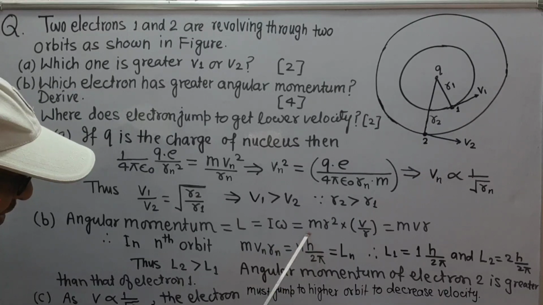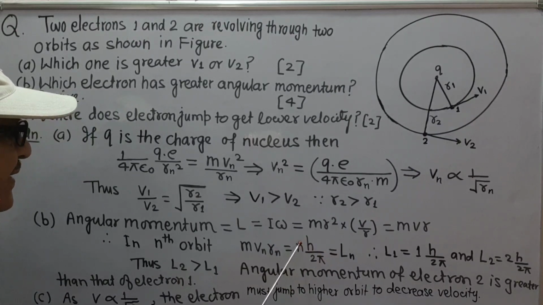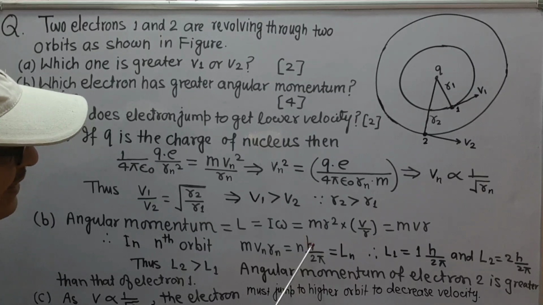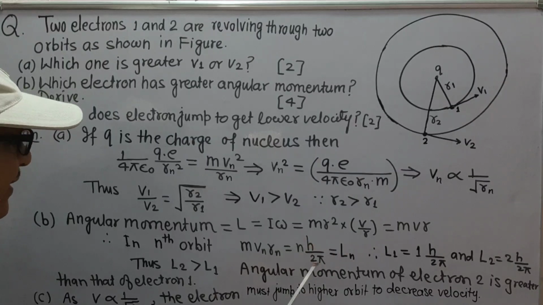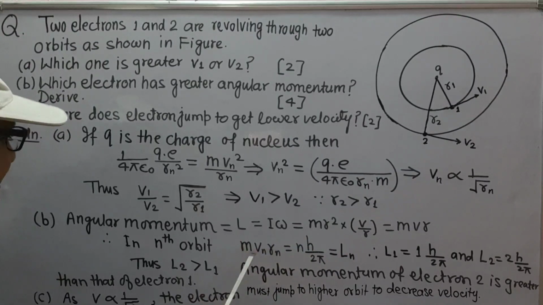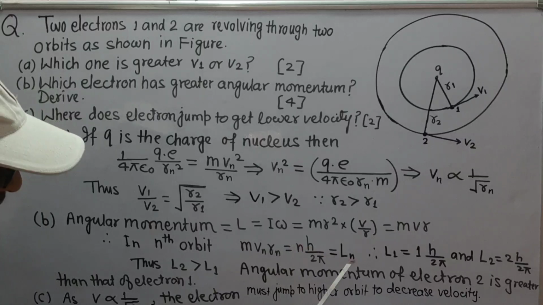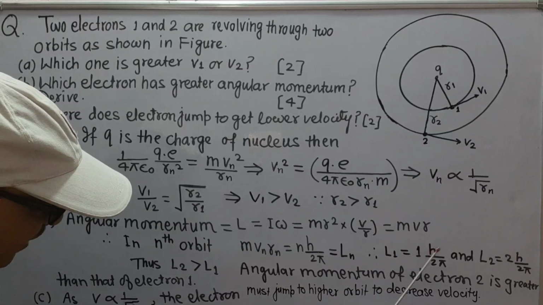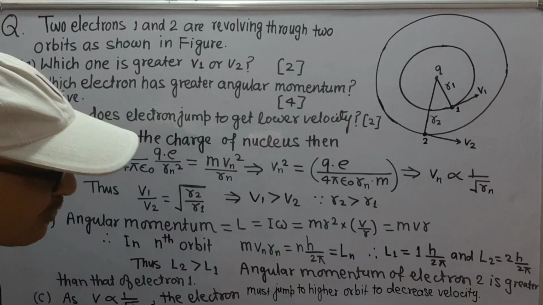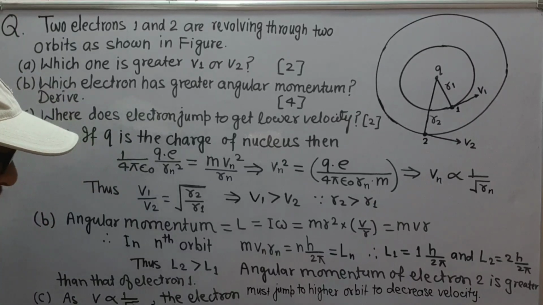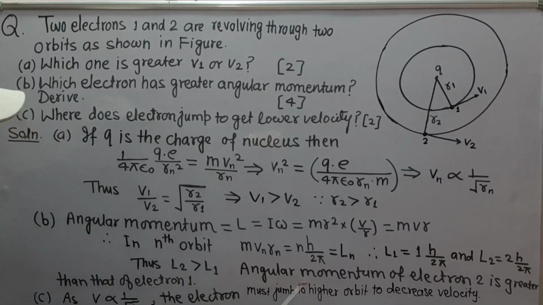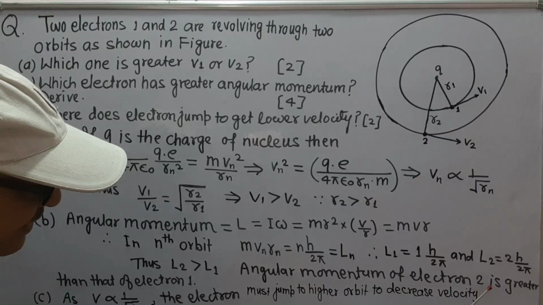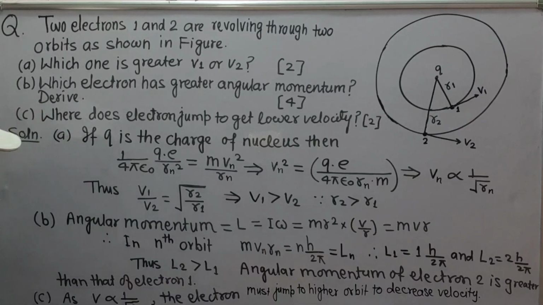And from Bohr's second postulate, it is quantized, that is, it is an integral multiple of h upon 2 pi. So Ln will be equal to n h upon 2 pi, which is equal to m into vn into Rn. Hence, L1 will be equal to 1 h upon 2 pi and L2 will be 2 h upon 2 pi. Thus clearly L2 is greater than L1. Hence angular momentum of electron 2 is greater than that of electron 1.